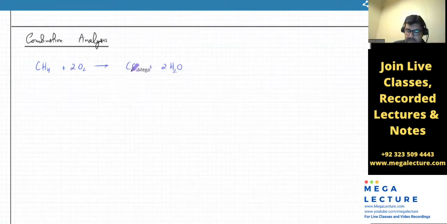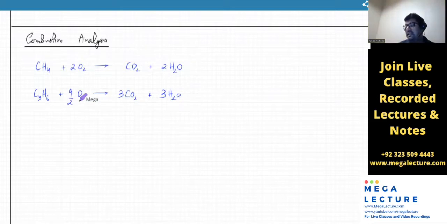If you do any other hydrocarbon, same equation. Let's say I burn an alkene, which is C3H6. Okay, that's also a hydrocarbon. If I burn it with oxygen, it's going to produce the same thing: CO2 and H2O. Except that the ratio is going to be different. Over here, it's going to be 3 carbon dioxide, then 3 H2Os, and that's a total of 3 twos are 6 plus 3, that's 9 oxygen atoms. So that's 9 by 2 O2.